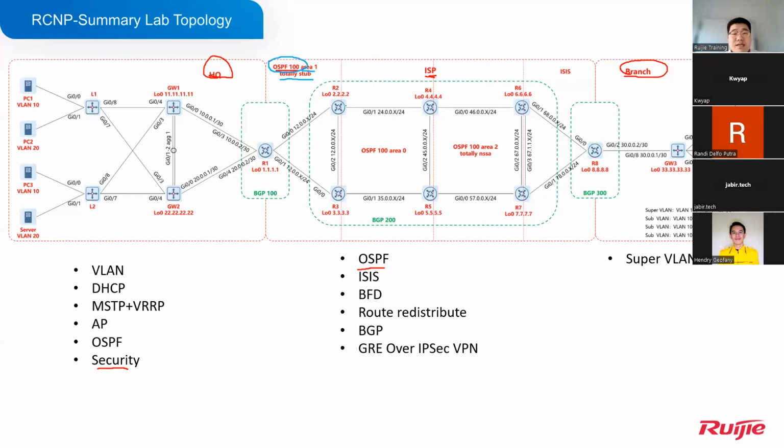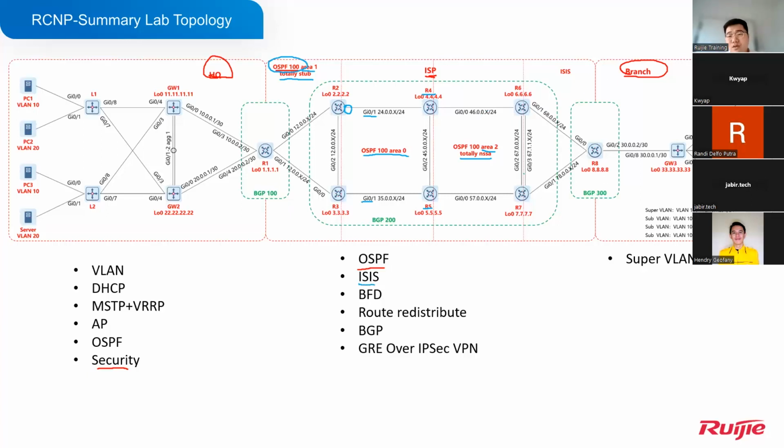And at the same time, this port G0/1 on R2 and G0/1 on R3, including the R4 and R5 interfaces, are in area 0, and besides them, here is area 2, OSPF 100 area 2, and it's another special area which is a totally NSSA area. Okay. And this is about the design of the OSPF.